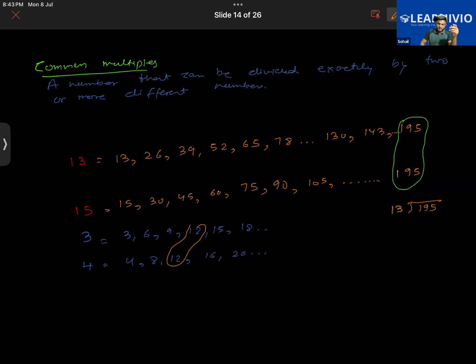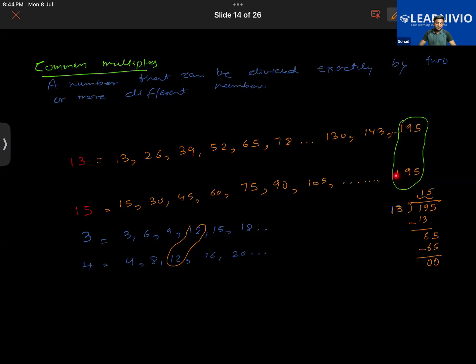See, 13 ones are 13. Subtract this, it would be 6. Bring down the number 5. 13 fives are 65. And this is cancelled, and in the remainder you have 0. The number is 15 now. So the quotient is 15. So the number 195 is exactly divisible by 13.